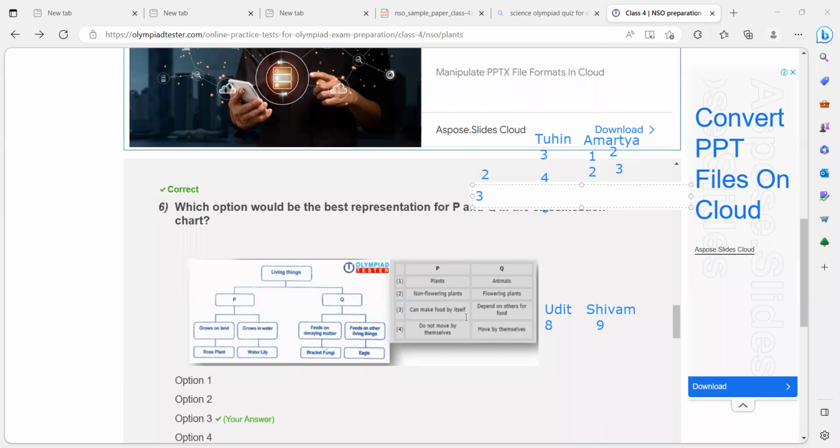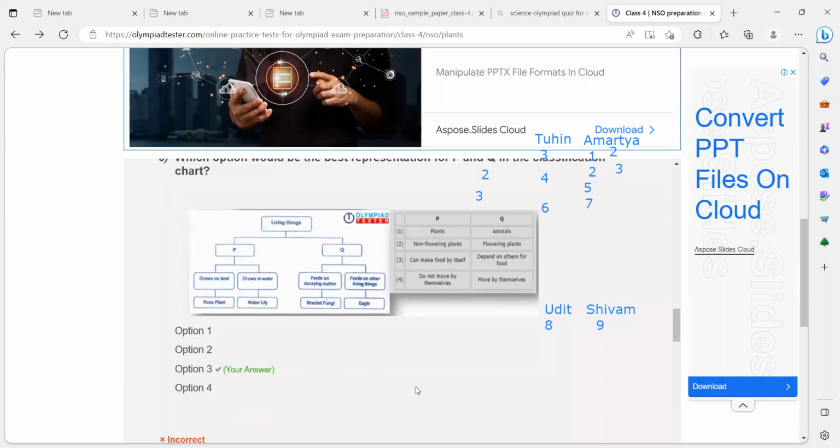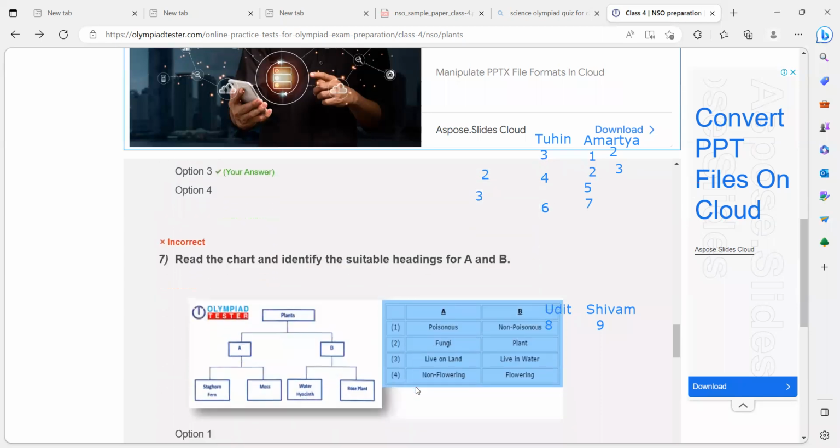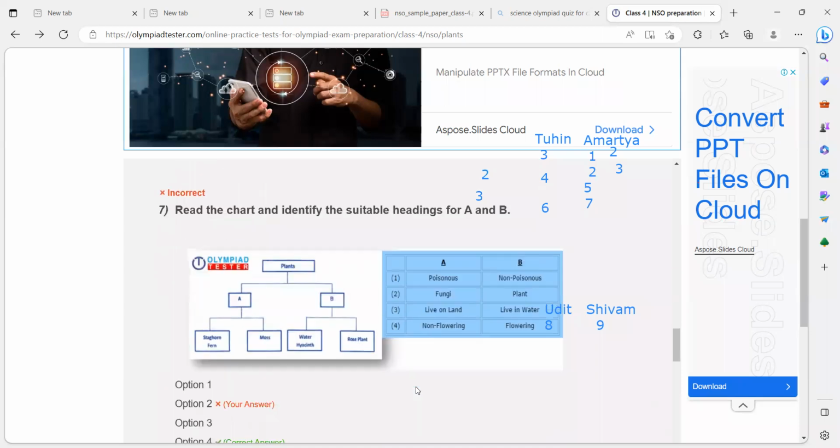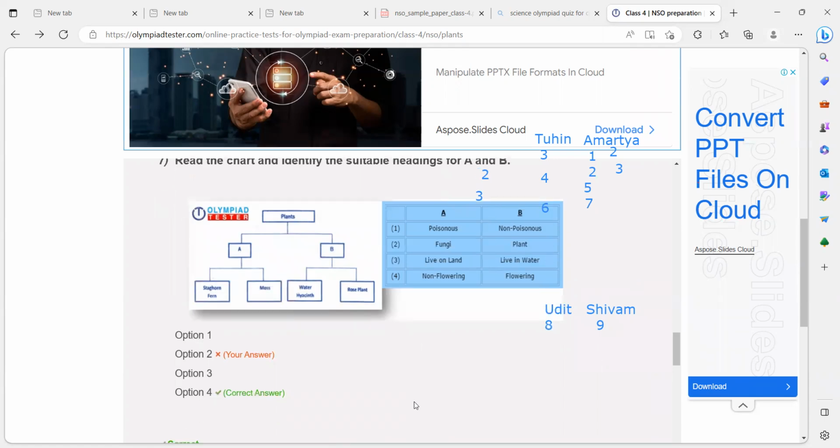Is it clear, Udit? Udit, Shivam and Amartya, is it clear? Yes, ma'am. Okay. Number 7 was told by Amartya. It is again wrong. Plants A and B. A, staghorn fern and moss. The correct option is 4. That is, staghorn fern and moss are non-flowering plants. And B, water hyacinth and rose plant, both are flowering plants. Is it clear, all of you?